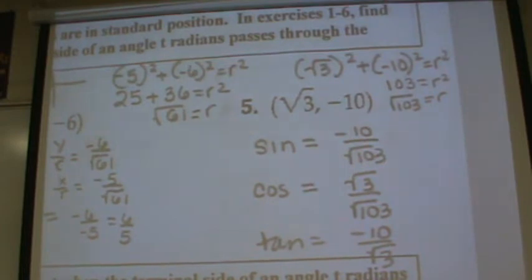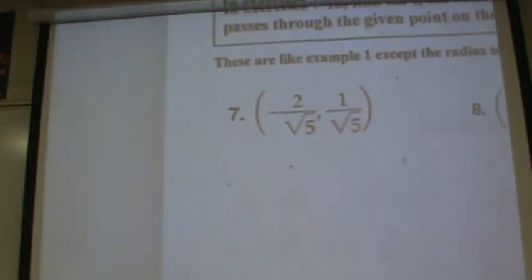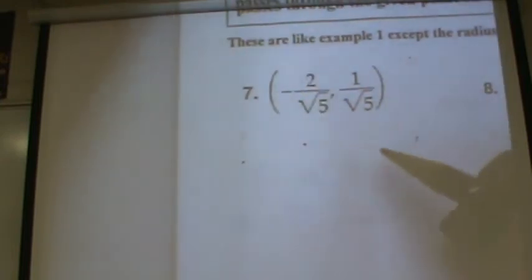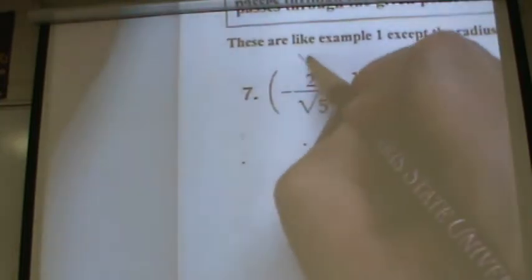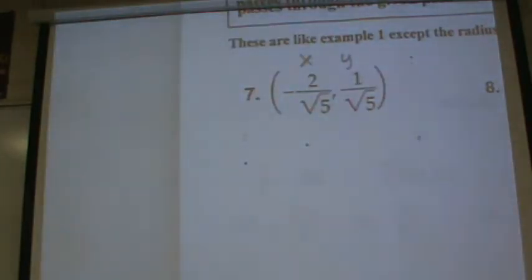Now, what's different about 7, 8, and 9? These are actually easier because they are giving you a circle here. This is the x value and this is the y value. I'm going to do it for you, but it says it in the directions. The r value is given to you. Does anyone know what the r value is? 1. I'm going to prove it to you that it's 1.